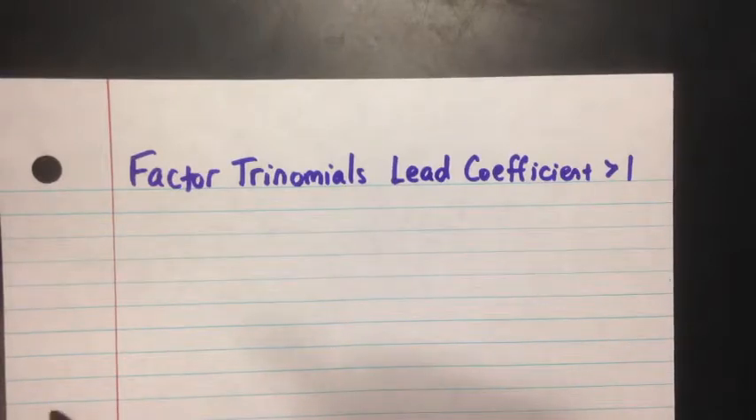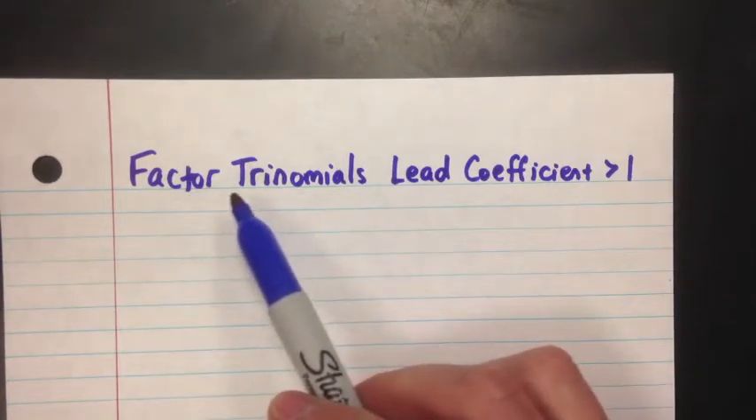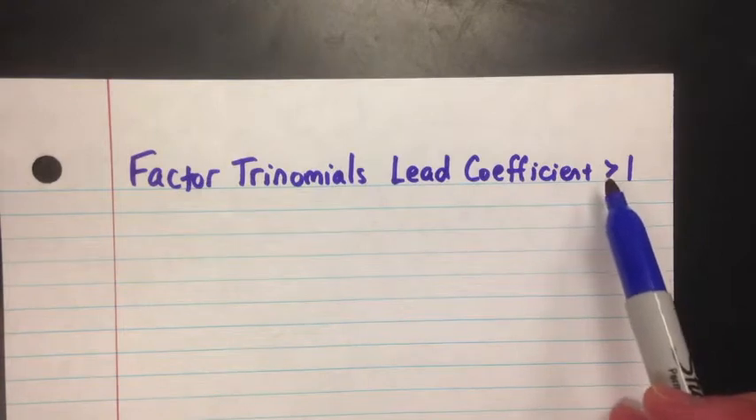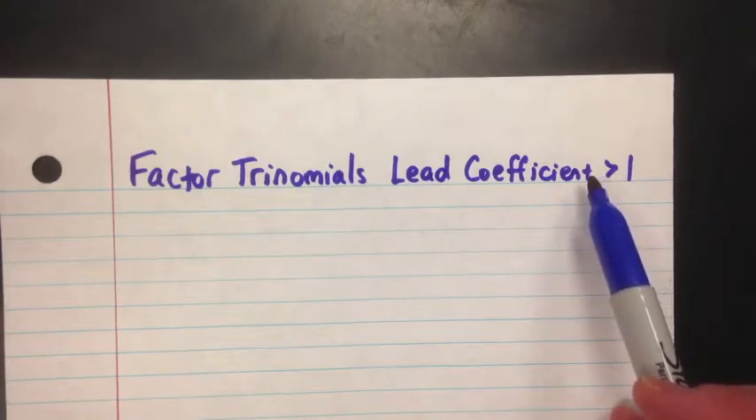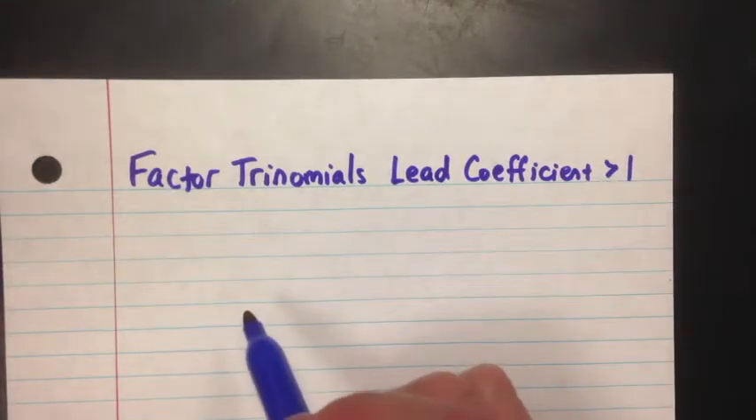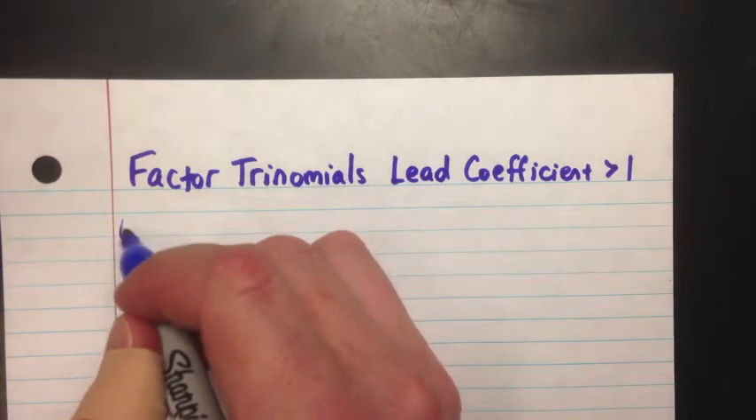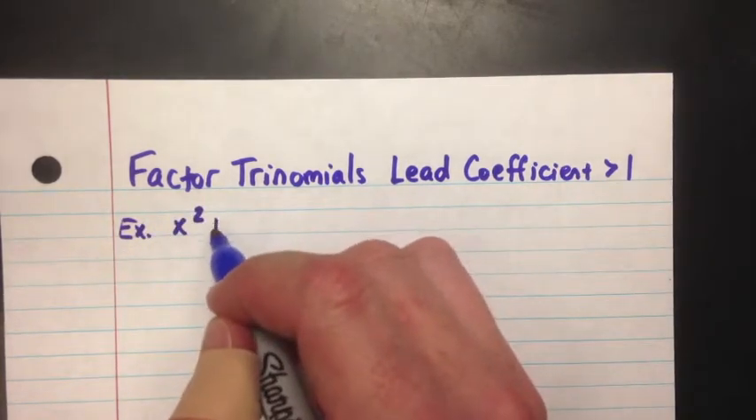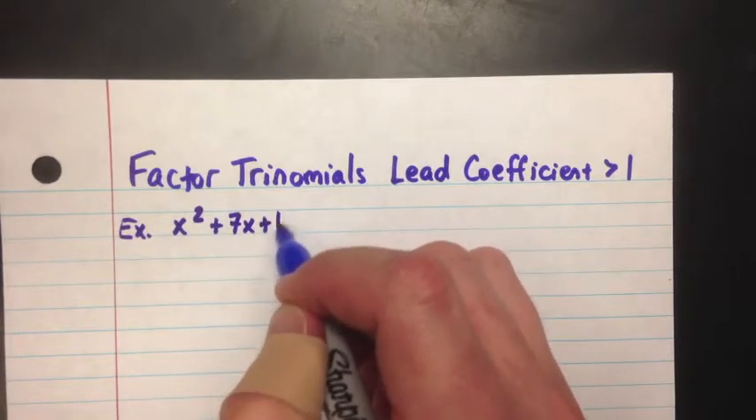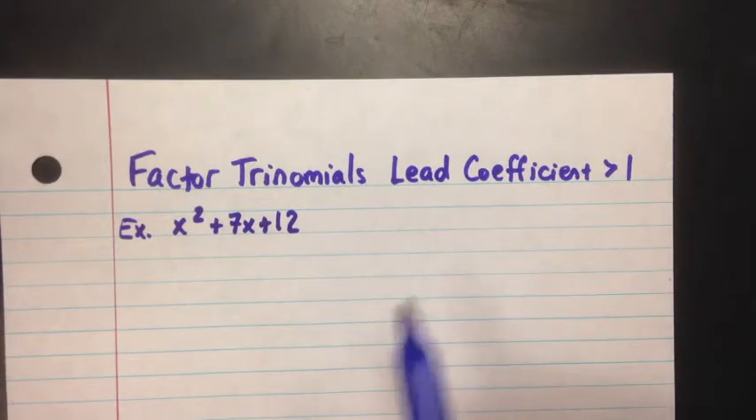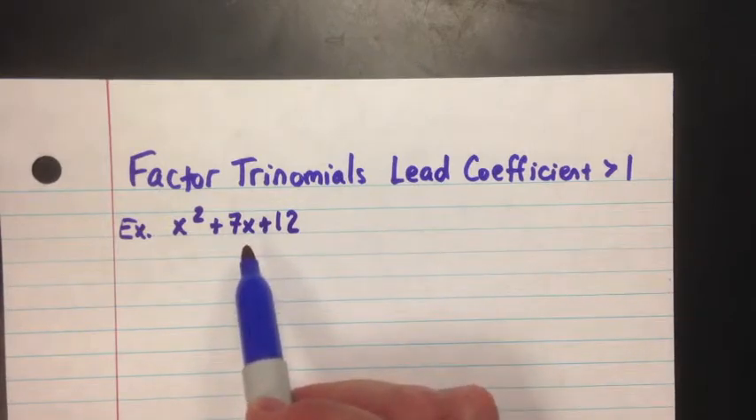All right, our topic today is factoring trinomials where the lead coefficient is greater than 1. Up until this point, basically everything that we have done has been where the lead coefficient is equal to 1. For example, x squared plus 7x plus 12. By the way, this is on your own paper, so you need to grab a sheet of paper here. x squared plus 7x plus 12.